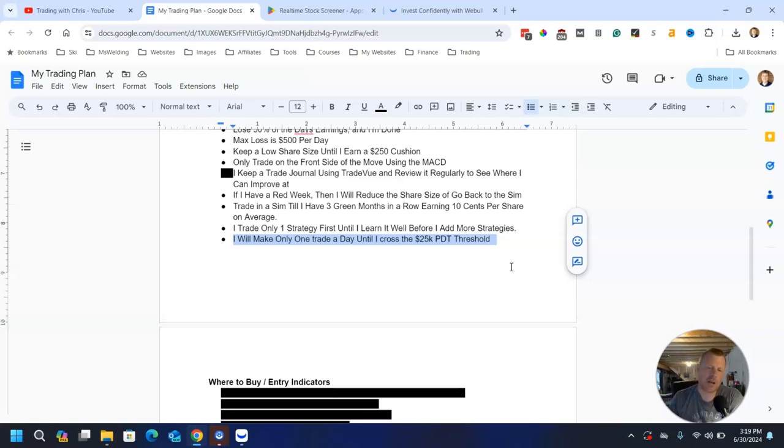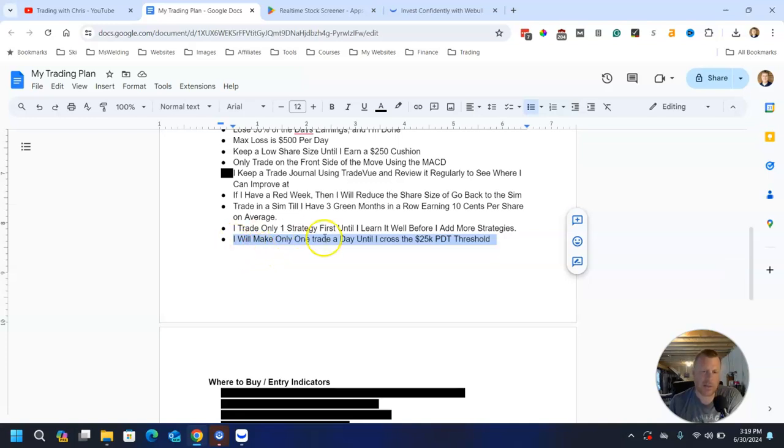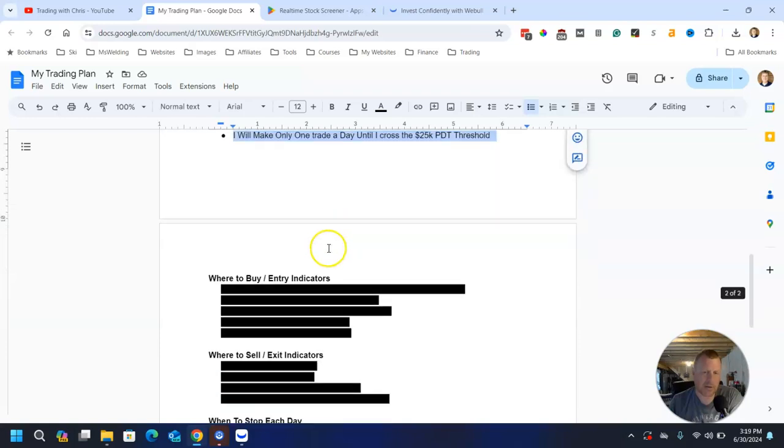So I'm going to trade in an actual cash account because it allows me to make a daily trade, whereas with the PDT rules in a margin account, I can't do that.